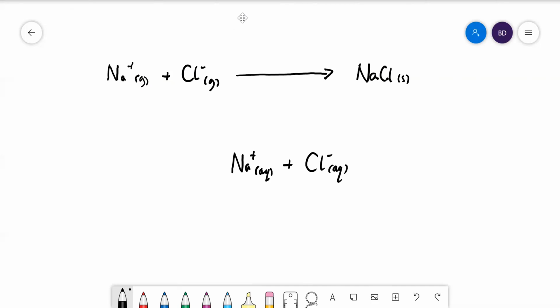Now let's have a think about this change here, what we're doing here. We're forming 1 mole of ionic solid from its gaseous ions, so that's the lattice enthalpy of formation, isn't it? So write that down there. So that's lattice enthalpy, and in that direction it's formation. Let's think what's happening here.